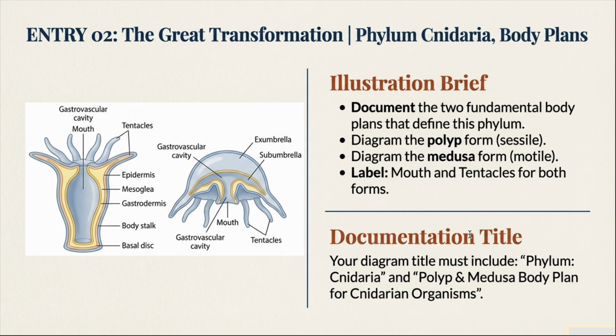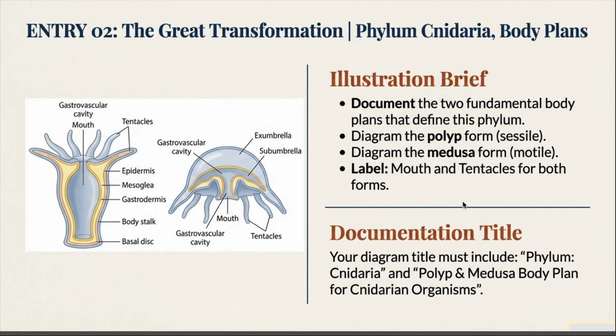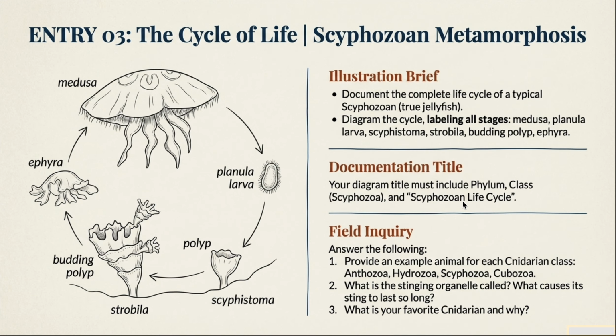And then your document title, i.e. your title card, has to include the phylum, which is Cnidaria, and then below that, polyp and medusa body plan for cnidarian organisms. Right? No questions attached with this one. The next one would be the scyphozoan life cycle, that image on the right there.